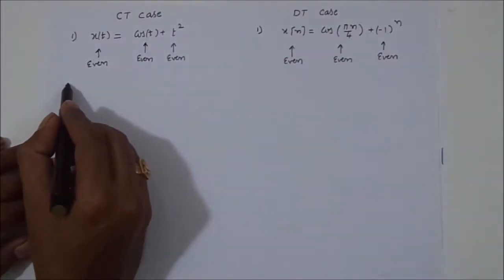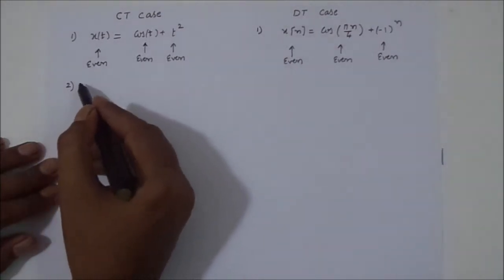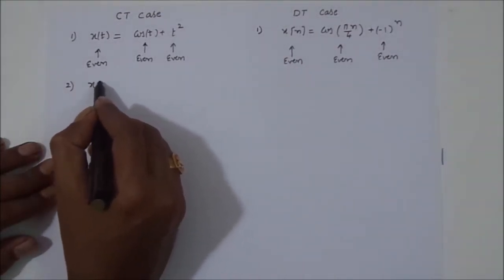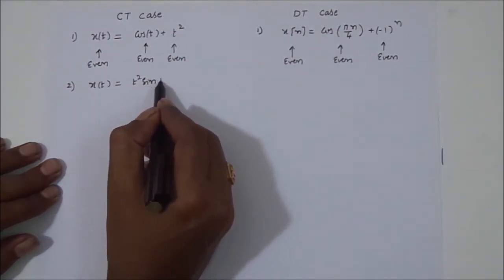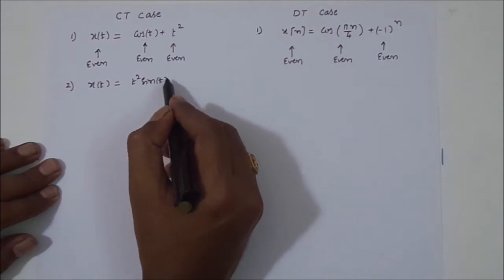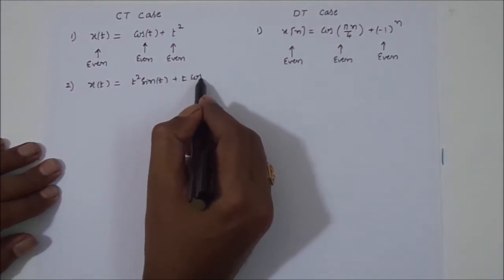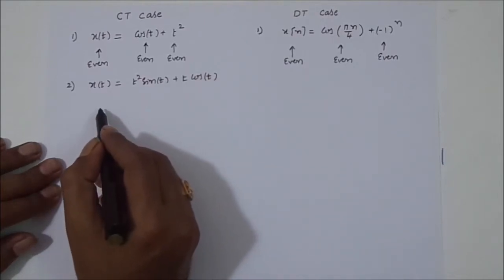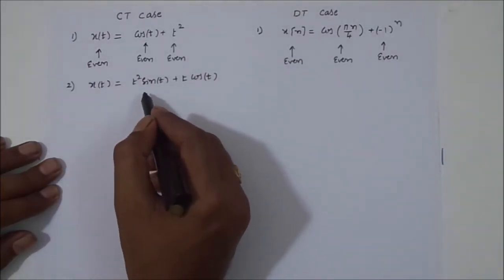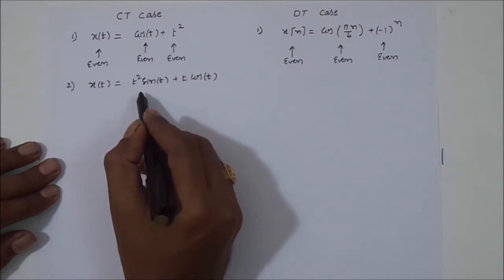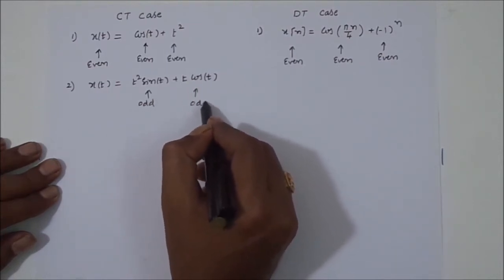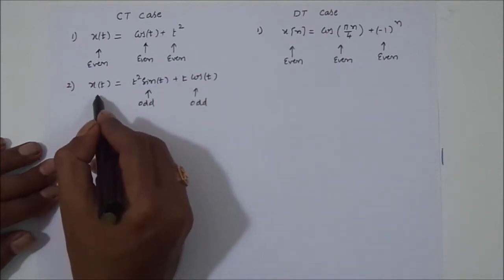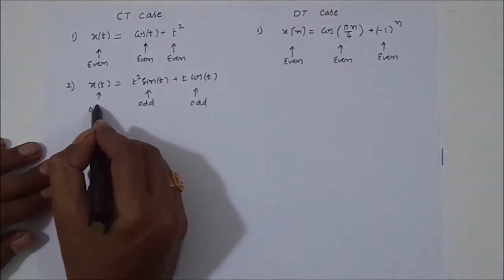Okay, so now we will take one more example. If you take x of t equal to t square sin t plus t cos t, here what do you see? This signal is an odd signal, and this signal is also an odd signal. So if you add two odd signals, the resulting signal x of t also will be an odd signal.